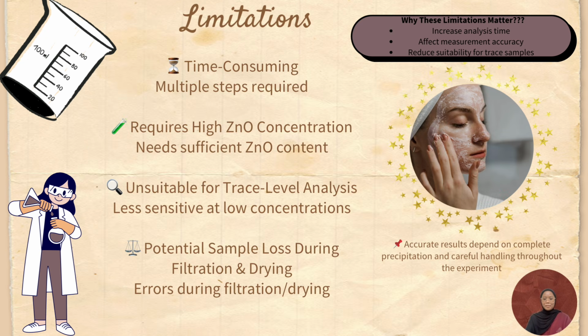Despite these advantages, the method also has several limitations. Firstly, it is relatively time-consuming because the analysis involves multiple steps, including precipitation, filtration, drying, and weighing until a constant mass is obtained. Secondly, gravimetric analysis performs best when the sample contains a sufficiently high concentration of zinc oxide, making it less suitable for trace level analysis. In addition, sample loss during filtration or drying may affect the final mass and reduce measurement accuracy. Therefore, careful laboratory techniques and proper handling throughout every stage are essential to obtain reliable and reproducible results.